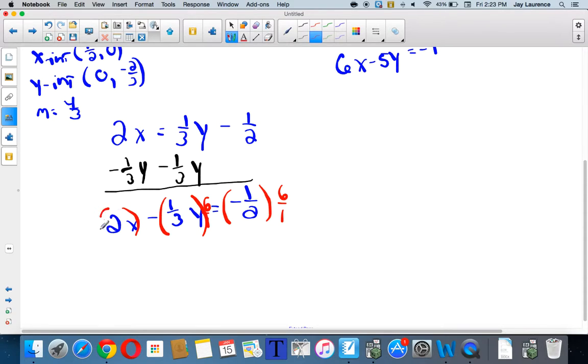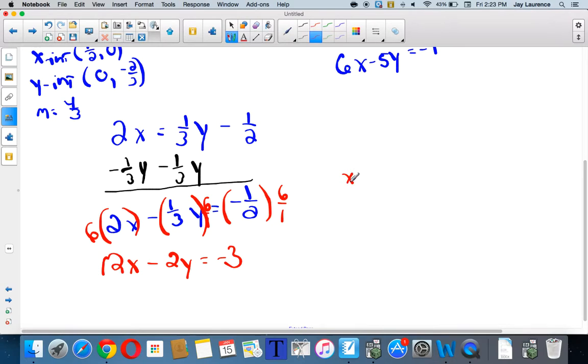And then this by 6 as well. Don't forget to do that. So I'll end up with 12x - 2y, and that'll equal -3. And there you go. It's in standard form with integer coefficients.